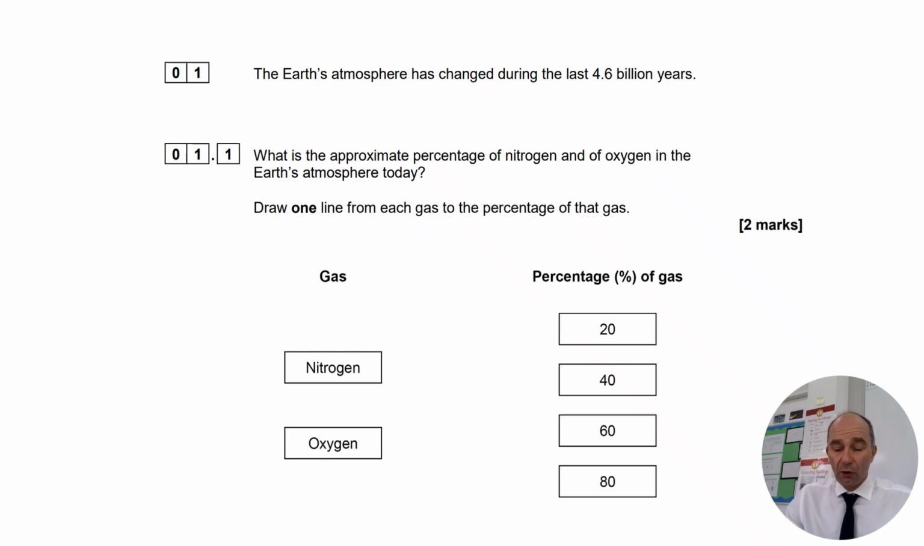Now, there's 2 marks available, and we can only draw one line from each of the gases. This is just something you need to know. Nitrogen is actually about 78%, so the nearest number there is 80%. Oxygen is actually 21%, so again, the nearest number there is 20. There's no other way to get the 2 marks there, relatively straightforward.